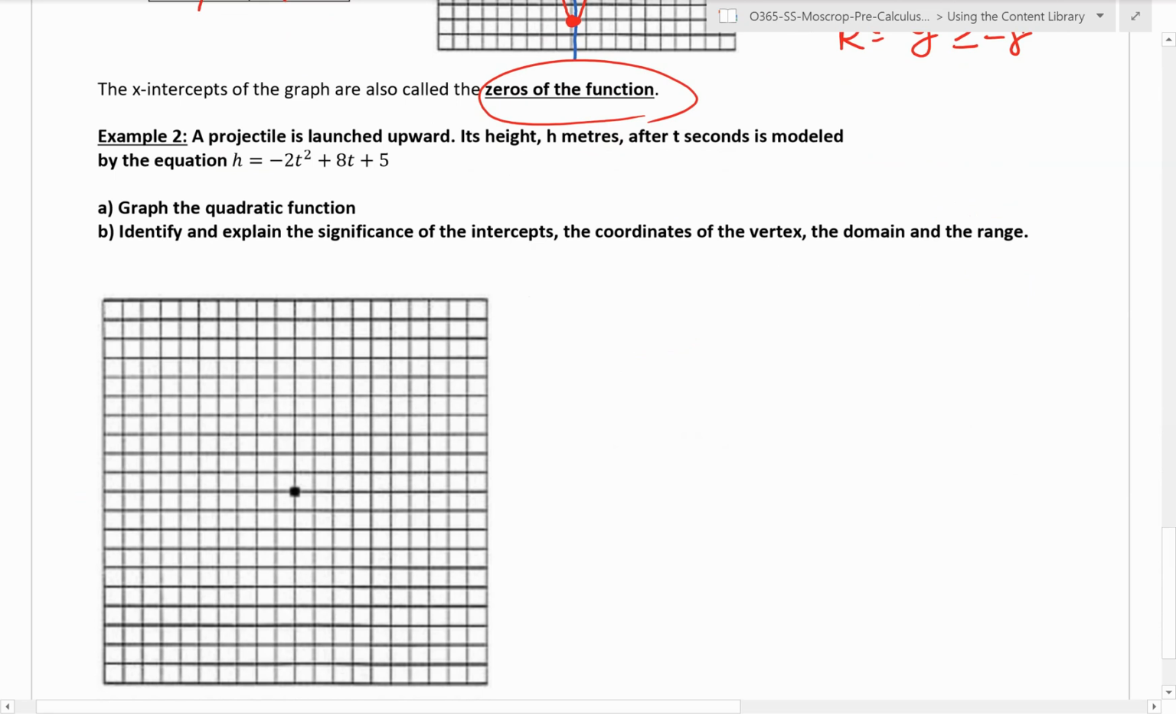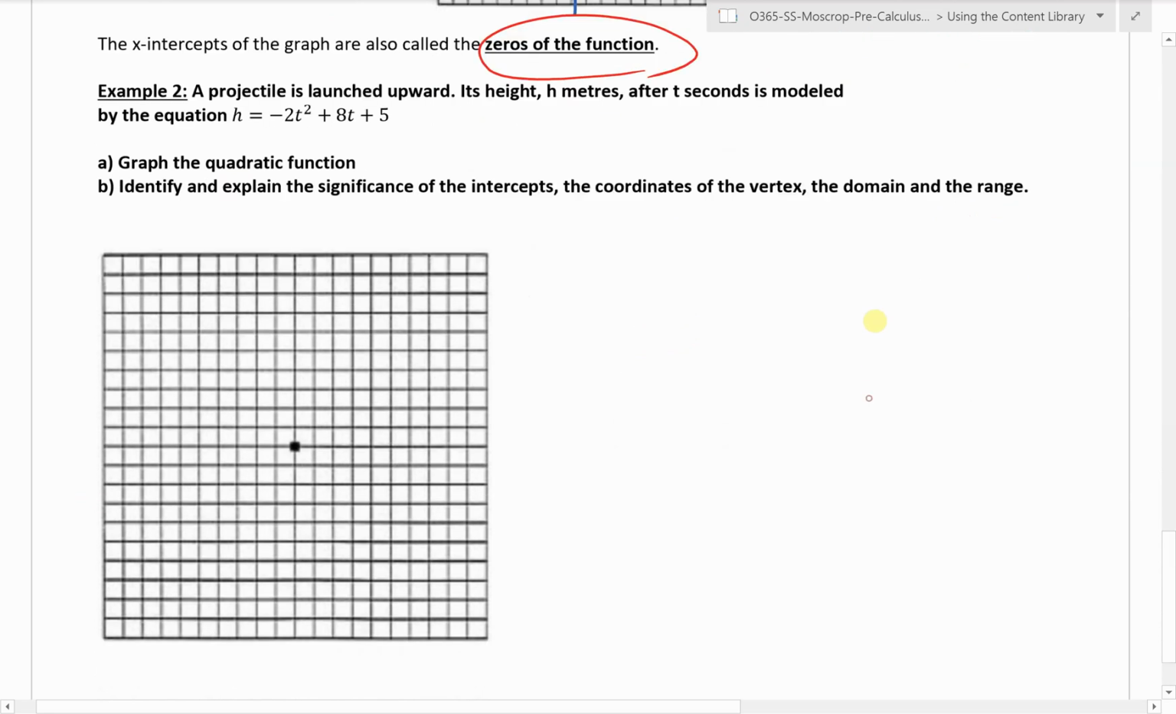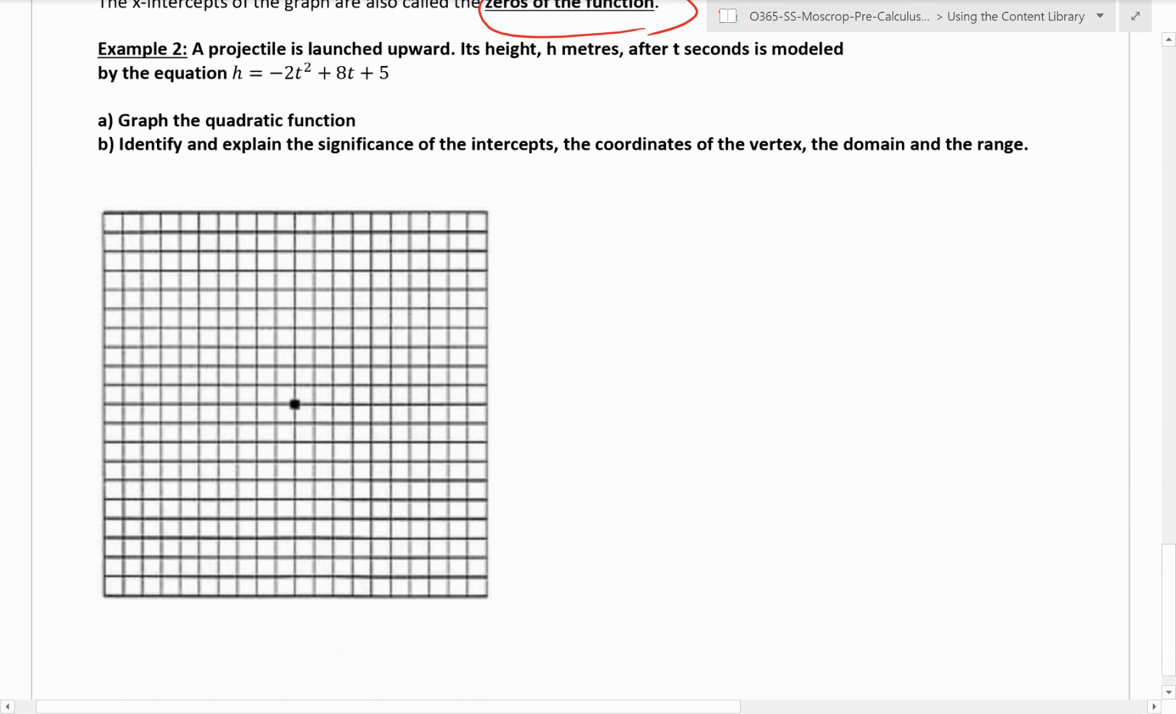Okay, part A says graph the quadratic function. So now we will need to come up with the table of values first. We will learn how to graph these without a table of values later on, but for now we will just use a table of values. So part A will use a table of values.